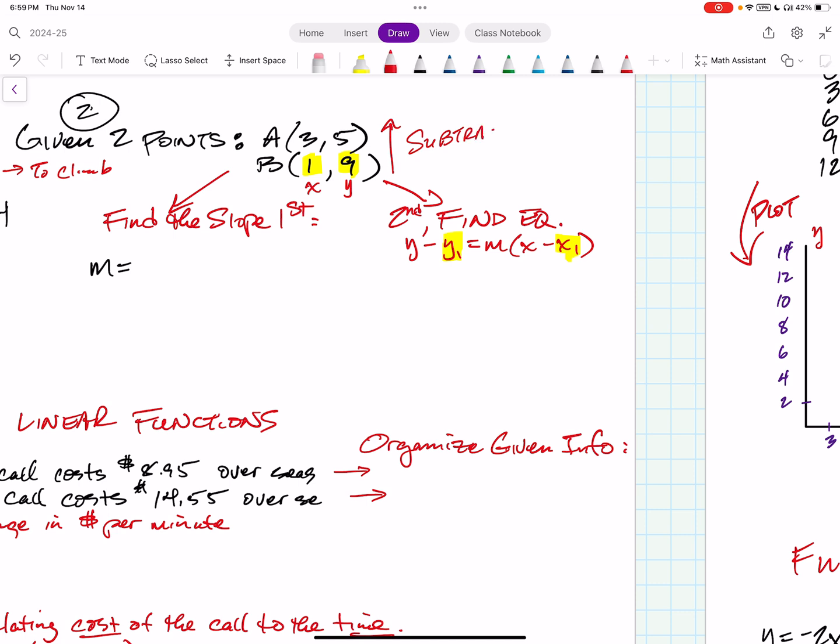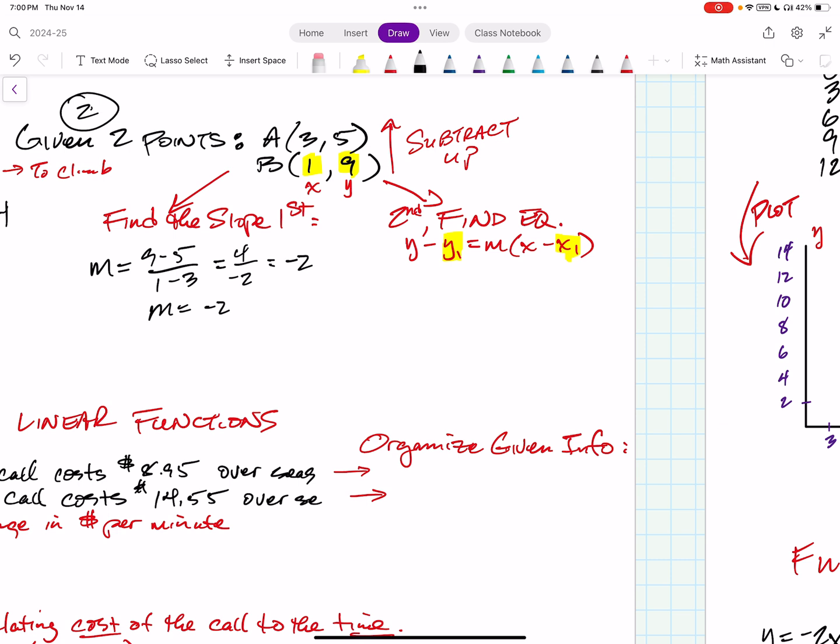So subtract up. So let's do it. Starting with y coordinates now. 9 minus 5 divided by 1 minus 3. That's 4 divided by negative 2, which is negative 2. So my slope is negative 2. I don't know why my iPad's slowing up right now.